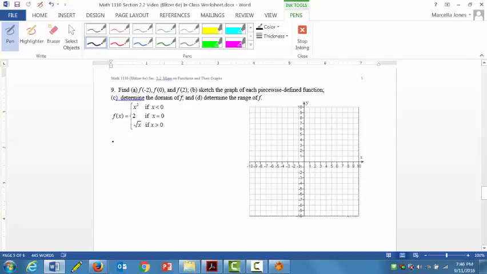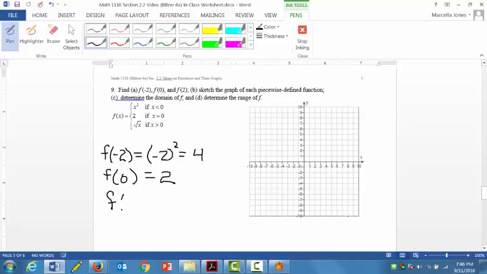Now let's look at this function, which is x squared if x is less than 0. It's equal to 2 if x equals 0. And it's equal to the square root of x if x is greater than 0. So f of negative 2 is the square of negative 2, which is 4. f of 0 is 2. And f of 2 is the square root of 2, which is approximately 1.4.